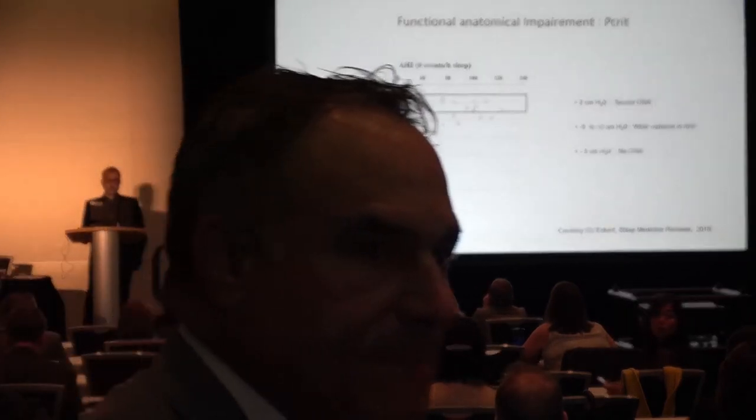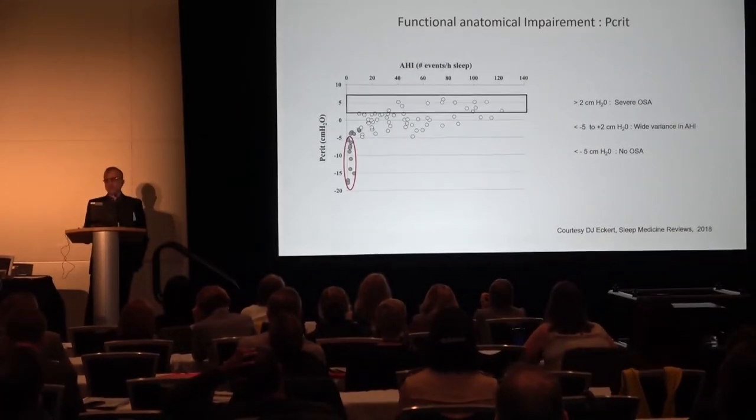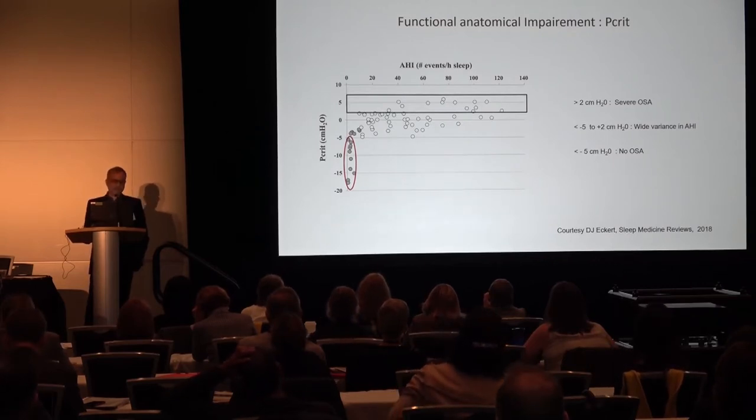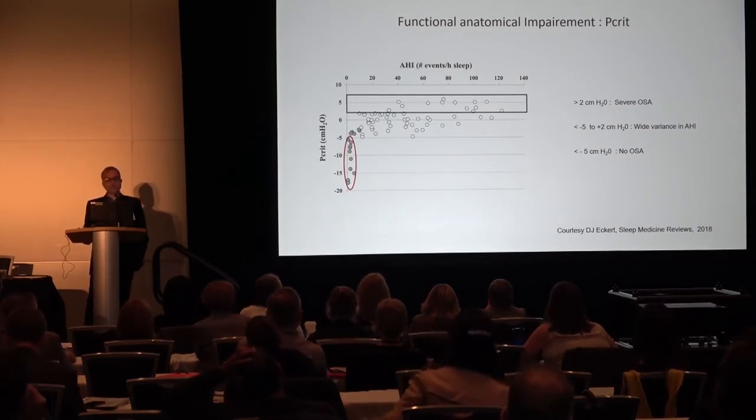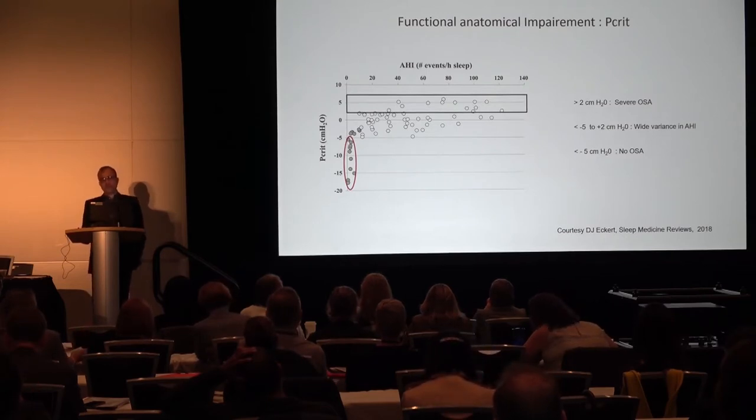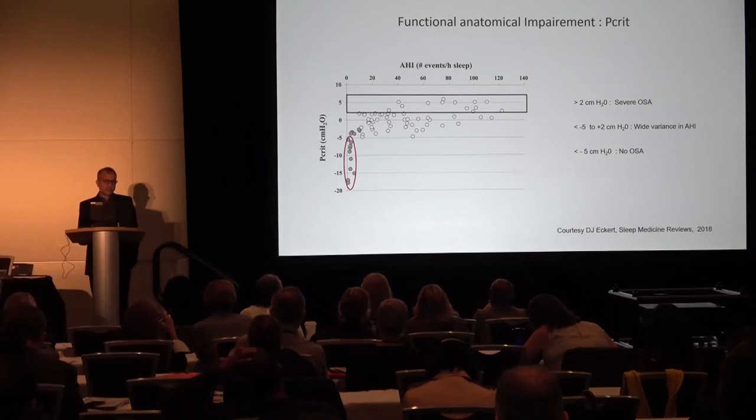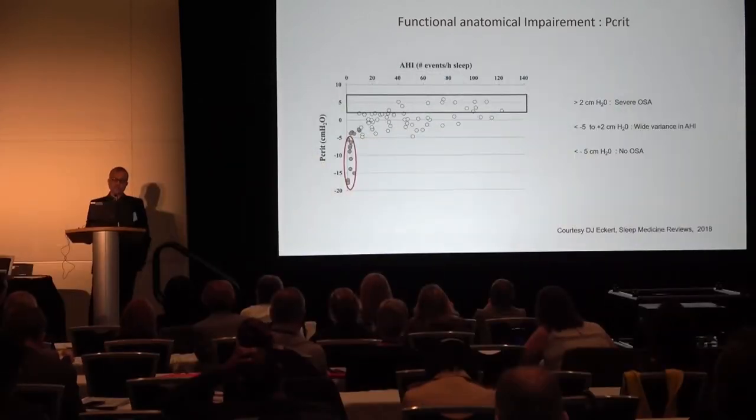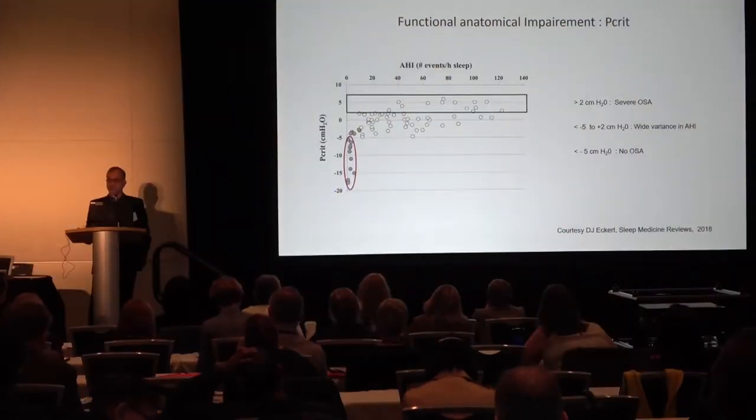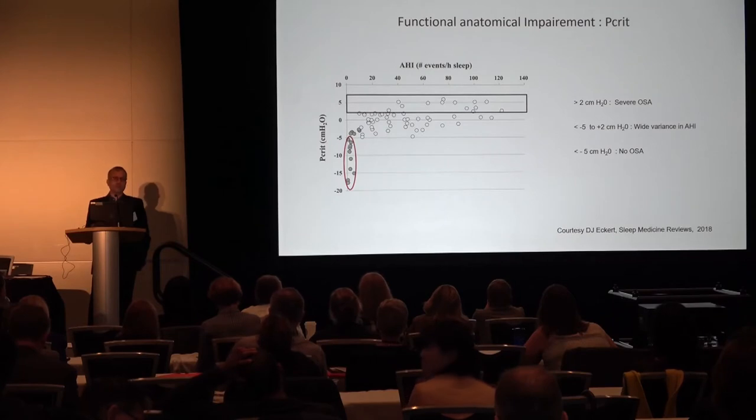When we talk about impaired anatomy, it's not a static anatomy. It's dynamic. It's collapsing. This functional anatomical impairment is measured by the Pcrit technique, as you all know. And we compare this Pcrit against AHI. Pcrit positively correlates with the severity of AHI at subatmospheric, atmospheric or above-atmospheric pressures.